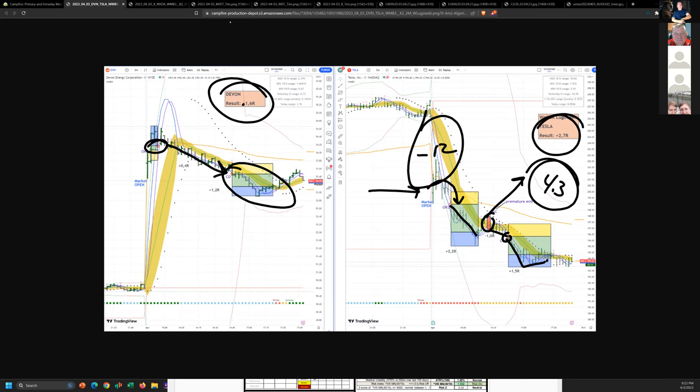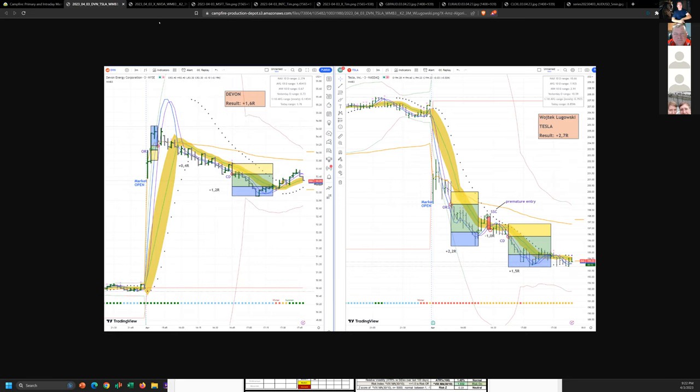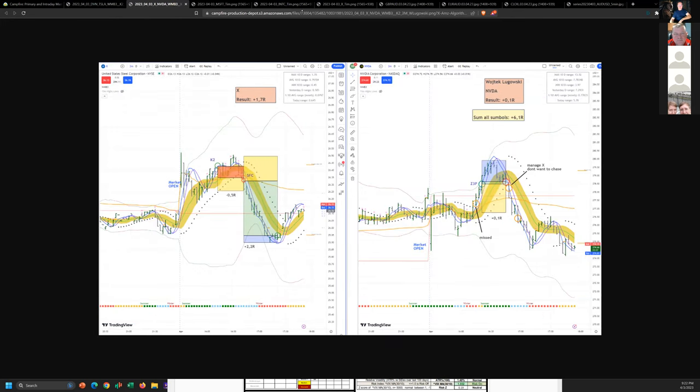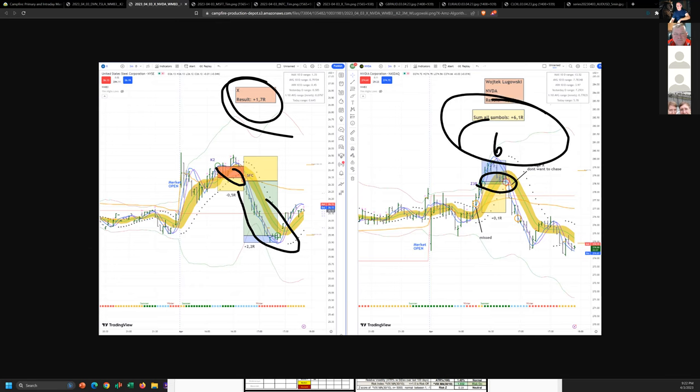Smarty pants. NVIDIA tries one, stops and reverses, crushes it for 1.7, and gets a scratch in here. So six for the day. Nice.